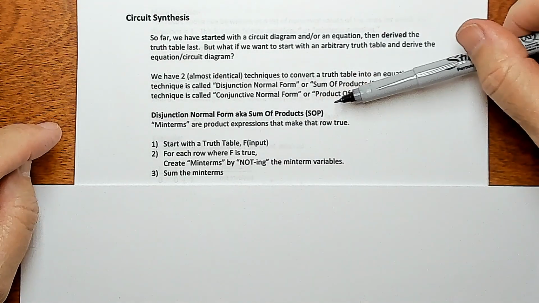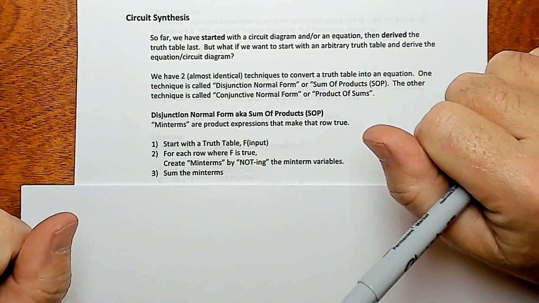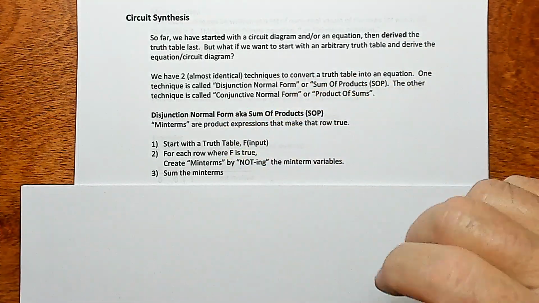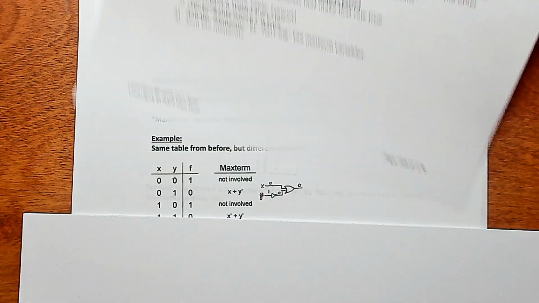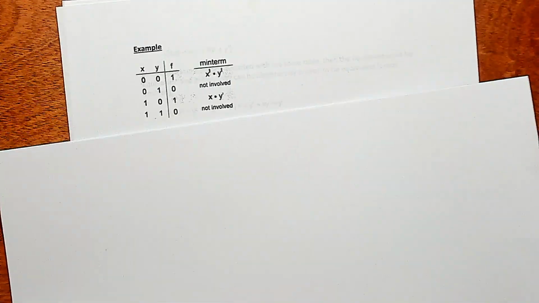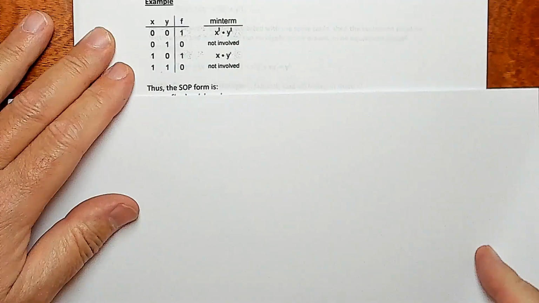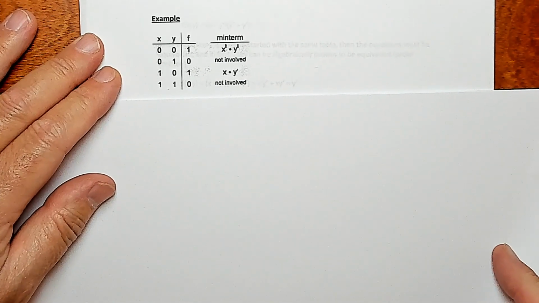The other method, the product of sums, is kind of where everything's flipped around. It's kind of upside down. We'll go through that a little bit, but not a lot. So here's the basic idea with product of sums, or also called disjunctive normal form.